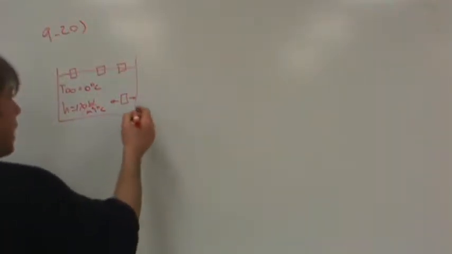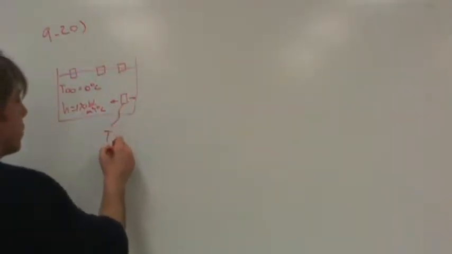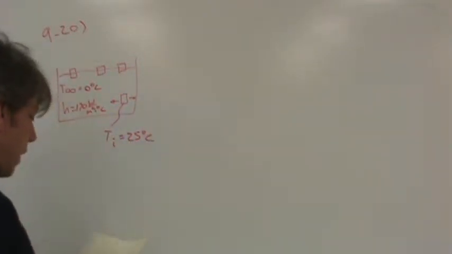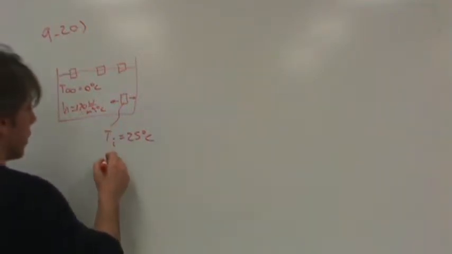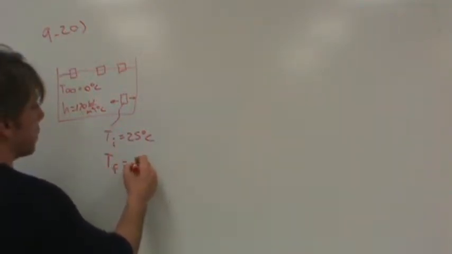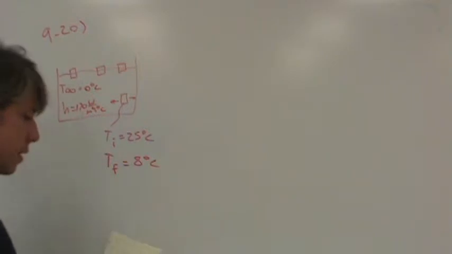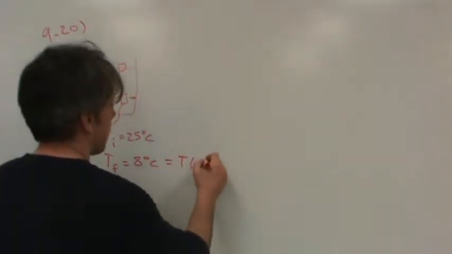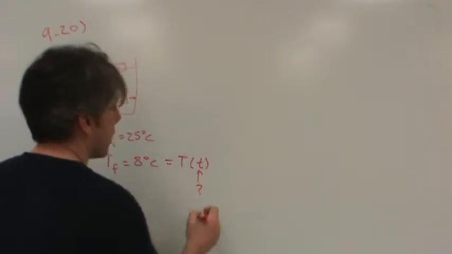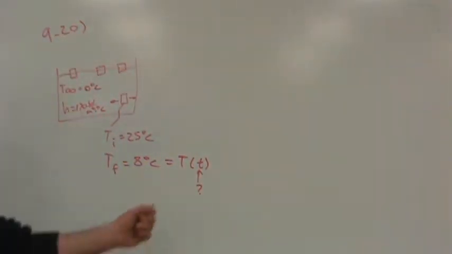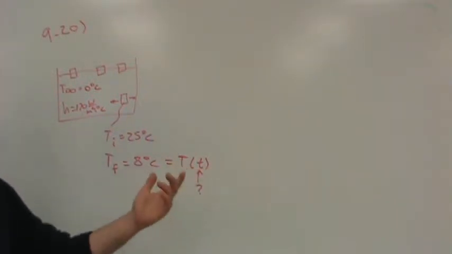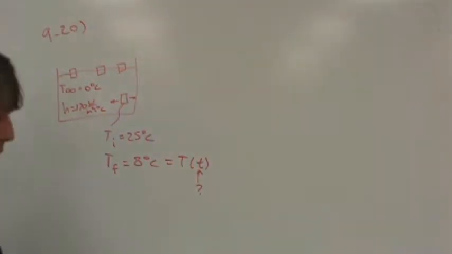Now, the can begins at a temperature Ti of 25 degrees Celsius, and we want to drink it when it comes down to a final temperature of 8 degrees Celsius. Okay, so we could also say that this is the temperature at some particular time. Now we don't know this time yet, right? But this is the temperature we're interested in. So however much time it takes to get to that temperature, that's what we'd like to know.